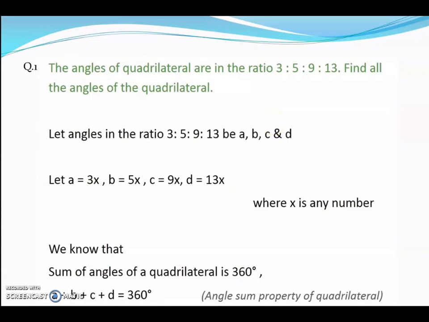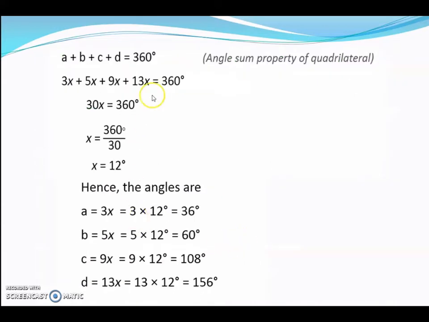Now in this question we are going to use the angle sum property of a quadrilateral. So assume, this is the ratio of the angles given to you. So assume the angle measures to be 3x, 5x, 9x and 13x, some multiple of these numbers having some common factor. That common factor you will take as x. Then adding all those, you should get the total angle as 360 by the angle sum property of a quadrilateral. So you will get a linear equation. You will solve it and you will get the value of x.